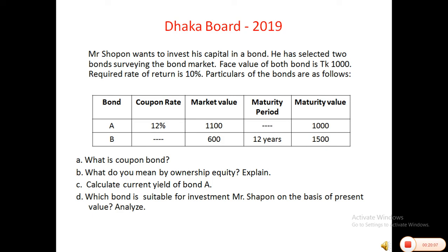What is coupon bond? What do you mean by ownership equity? Explain. Calculate current yield of bond A. You already know that. D. Which bond is suitable for investment for Mr. Sopon on the basis of present value? Analyze.